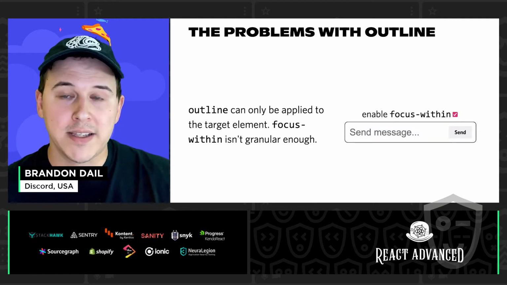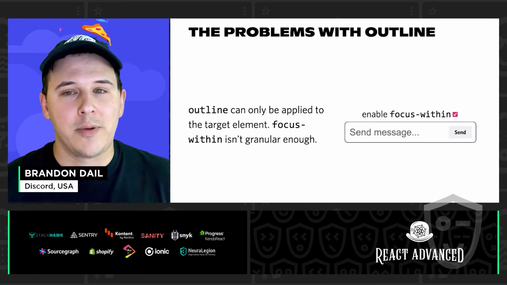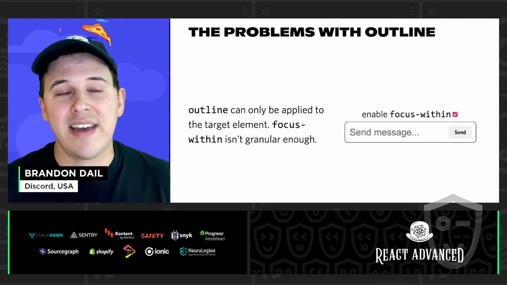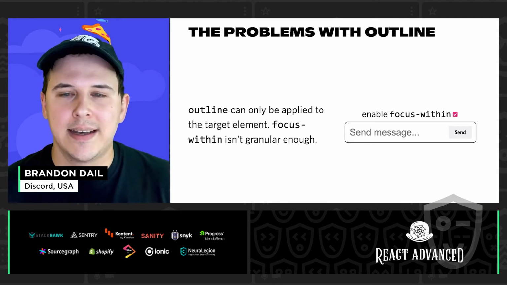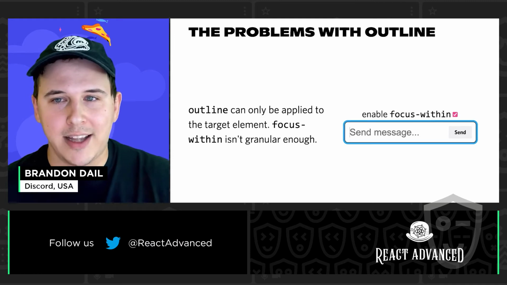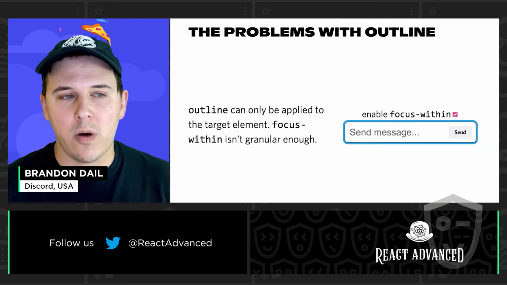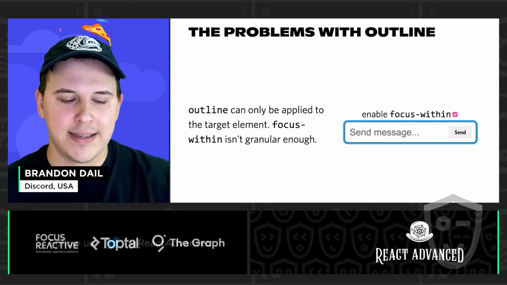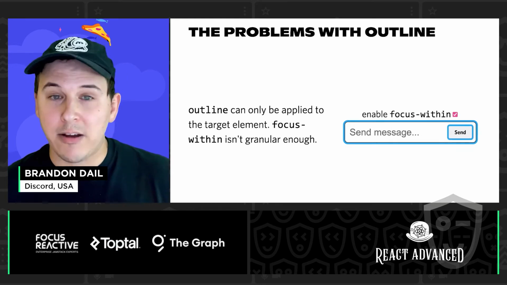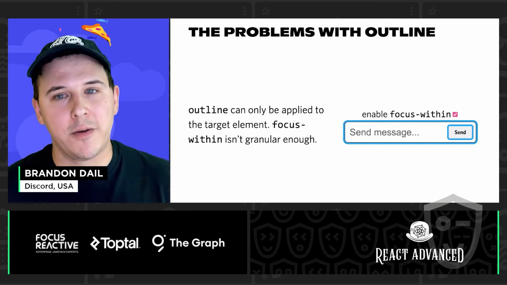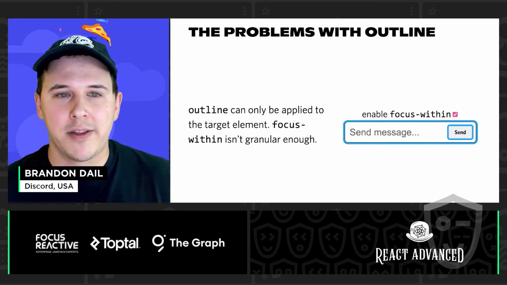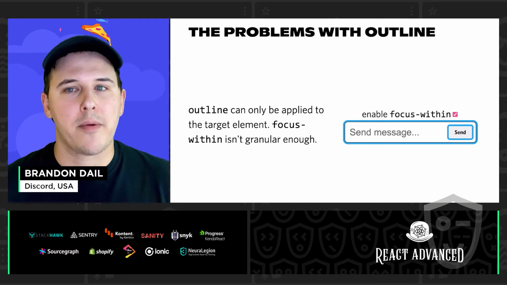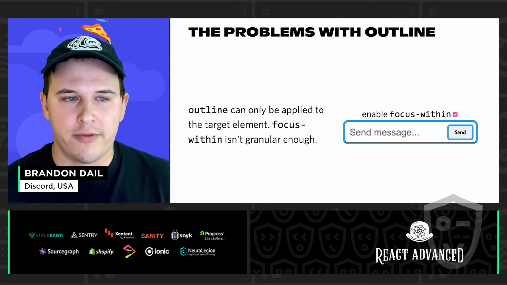Now, there is this focus within pseudo class, which lets you say apply a style if any descendant is focused. And if we enable this and click in here, you can see it sort of gives us what we want, but the caveat is that it applies if any descendant is focused. So if I hit tab to get out of the input, you'll see that the button is focused and that focus ring on the container remains. So this property just isn't granular enough for us.